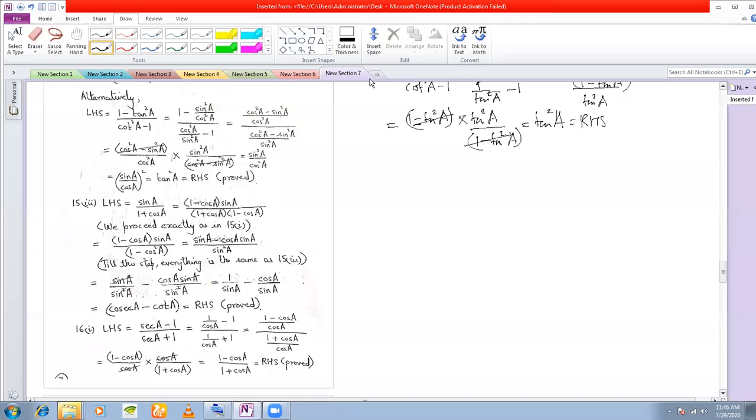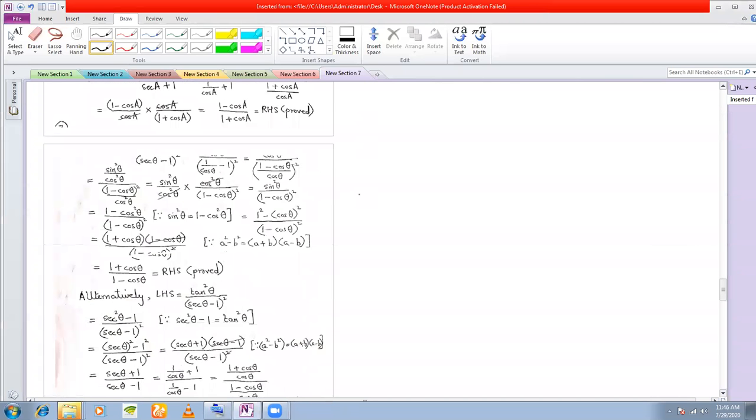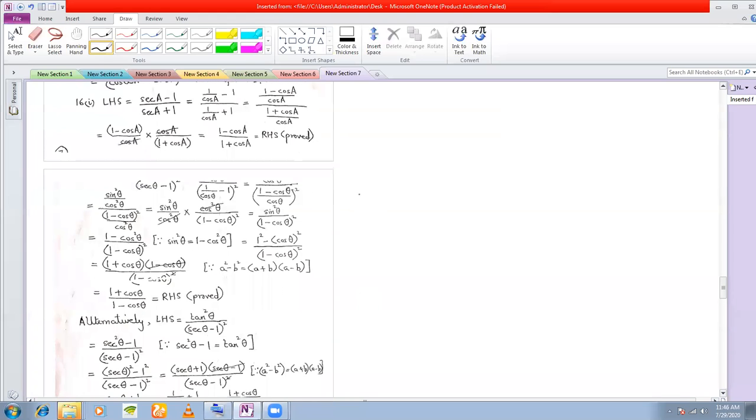Next is 16.2. Again 16.2 is cut, so I'll write the question. You need to prove that tan square theta.